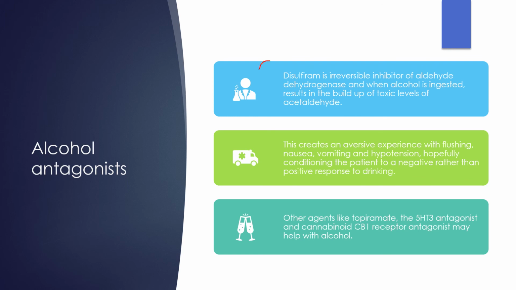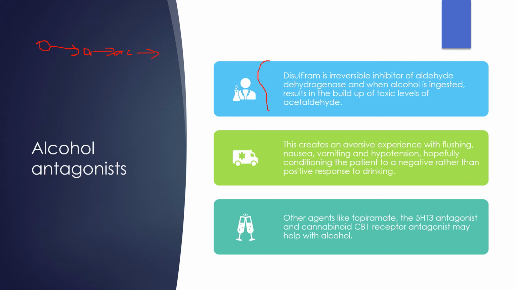Disulfiram is another anti-abuse drug to stop the alcohol. It is an irreversible inhibitor of aldehyde dehydrogenase. What happens when we drink alcohol? It is converted into aldehyde and then it is converted into acetic acid and then it is converted into acetyl coenzyme A, which is taken into the citric acid cycle to break down further and make energy out of it, producing carbon dioxide and water.